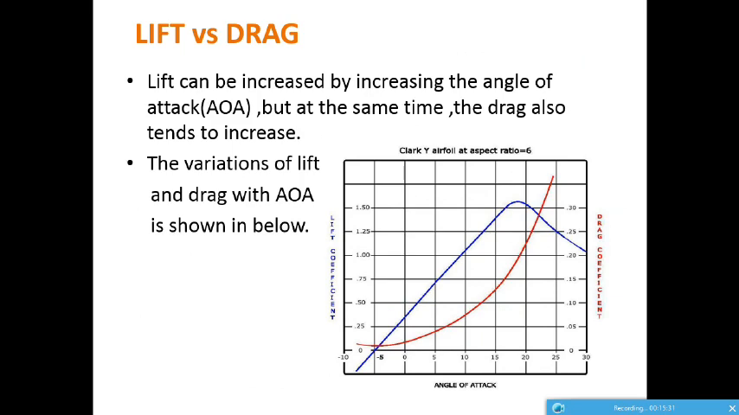Now lift versus drag. Drag is nothing but the frictional component due to the speed of the aircraft. It mainly consists of two types of drag, such as induced drag or system drag, or drag due to the shape of the aircraft.